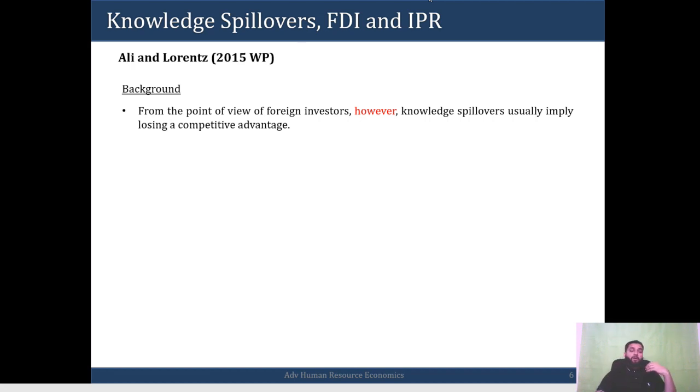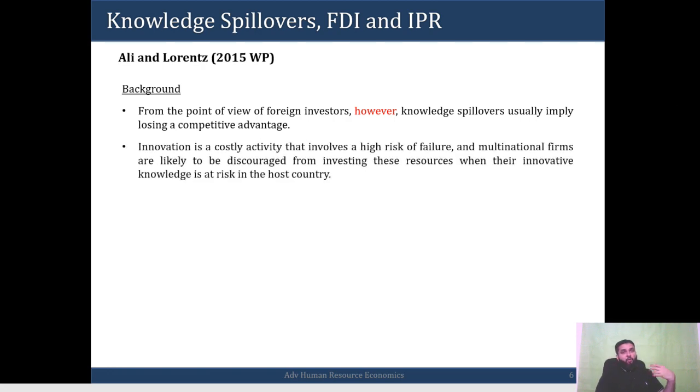But from the point of view of the foreign investors, the multinational companies, it is not in their favor to operate in countries where their knowledge might be leaked, because knowledge creation, innovation, research and development are very expensive, costly activities with a high risk of failure. When firms do R&D, they take a lot of risk, they invest a lot of money, not only money, time and other resources as well. And if they risk leaking that knowledge to their competitors, then there is no incentive to do more innovation, right? So if there is a risk of their knowledge being stolen by their competitors, then it is not in favor of the foreign investors to invest in such a country.